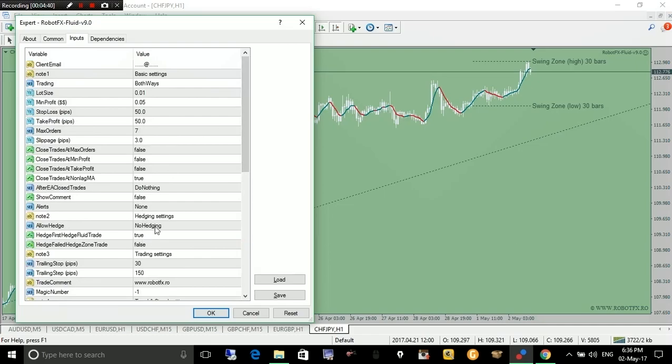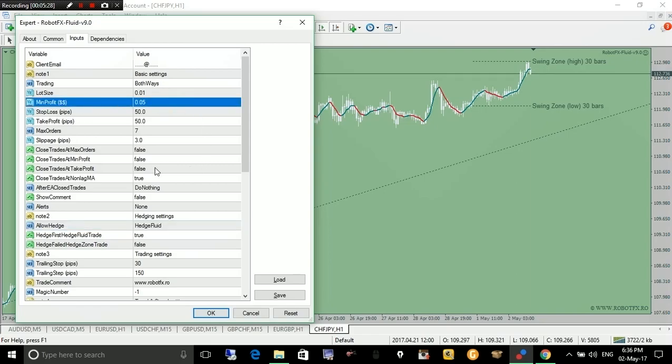Now, there are other ways to recover the loss of a losing trade without using Martingale and without using a stop loss, and this is hedging. When you set allow hedge to either hedge zone or hedge fluid, basically the expert advisor, depending on these two settings, will try to increase the lot size of the opposite order. So if the price goes in that direction, the gain from those trades will overcome the loss from the opposite trades, the losing trades, and sooner or later the basket of trades will reach some minimum profit.